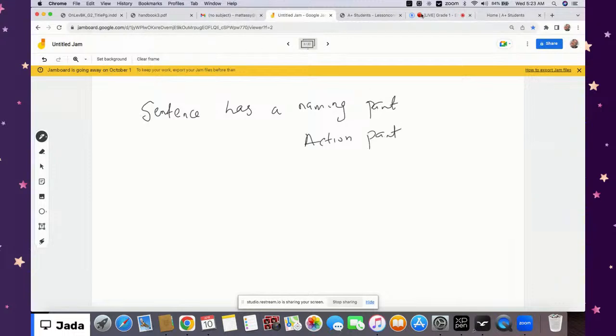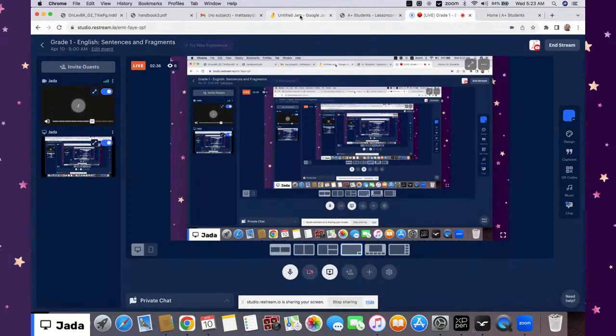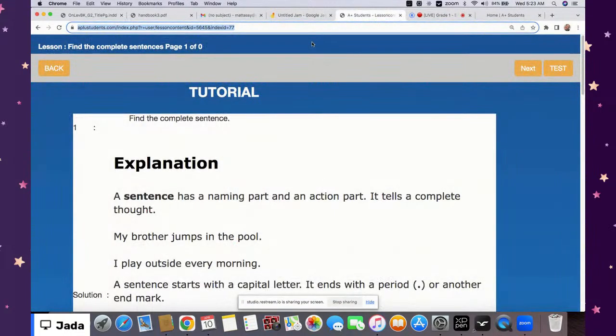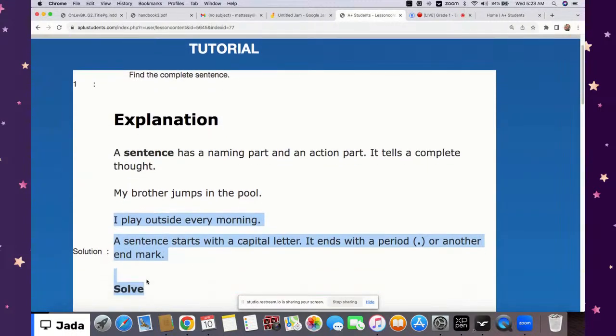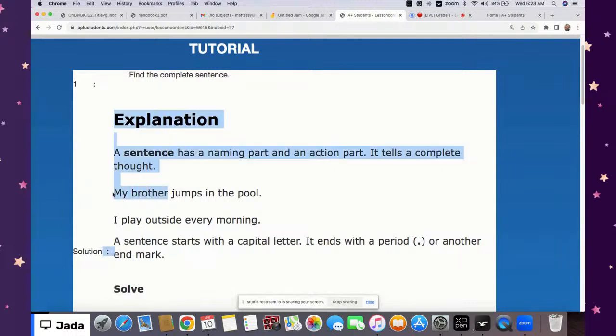Okay, so: my brother jumps in the pool. I play outside every morning. What you need to know is that the sentence will definitely have the naming part. The naming part is my brother here, and the action part is jumps. It tells a complete thought. So remember that a sentence will always form a complete thought. Nothing will be missing in the sentence. The sentence will be correct.